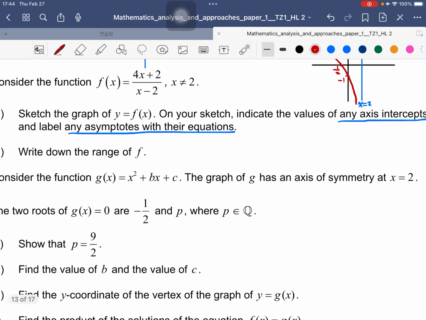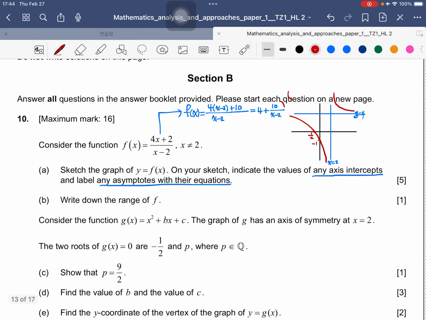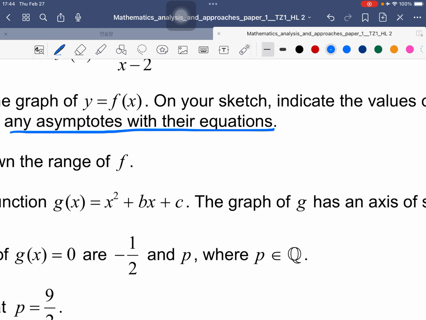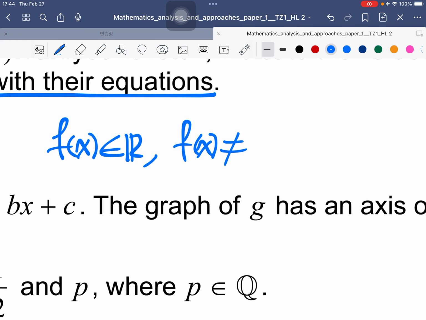Okay, write down the range of f. The range of f(x) is pretty much covering all real numbers except y equals 4. The range cannot be 4. So I'm going to write down the range of f. It's going to be all real numbers, but f(x), y cannot be which number? 4.